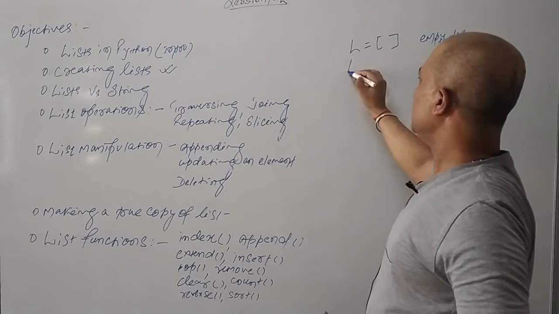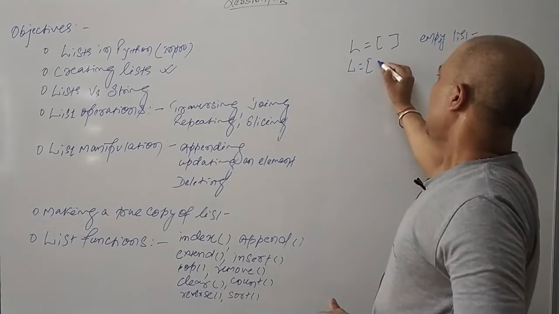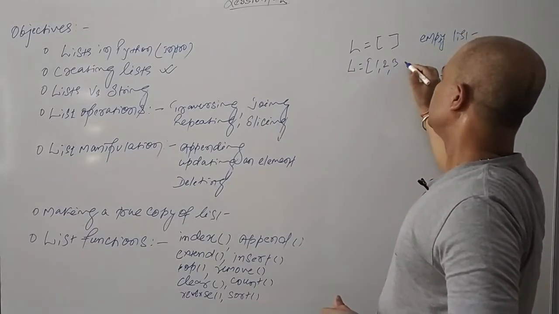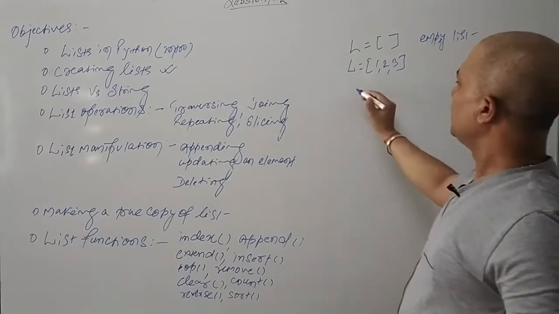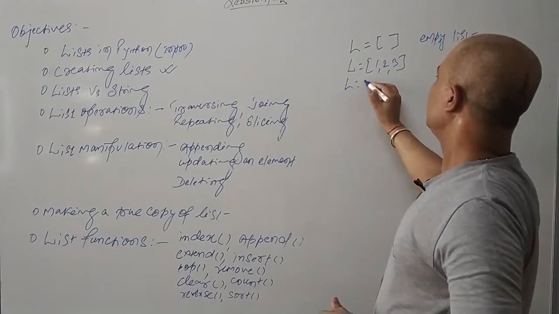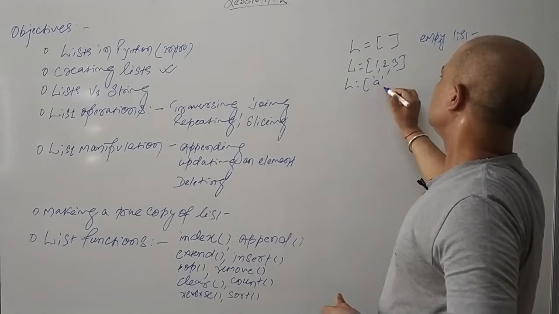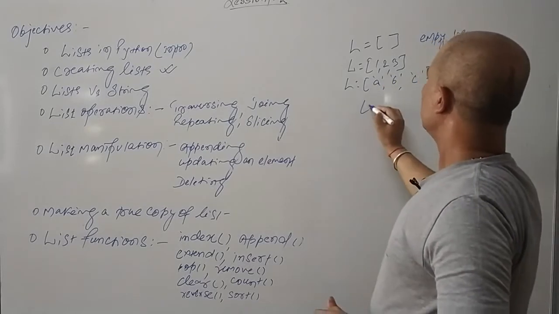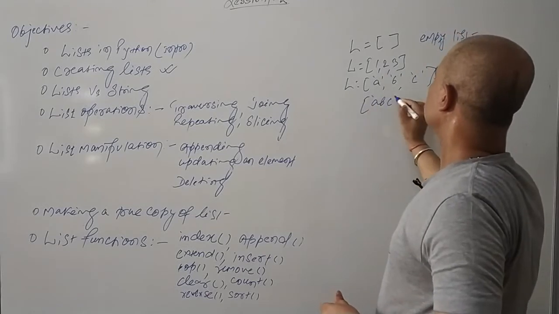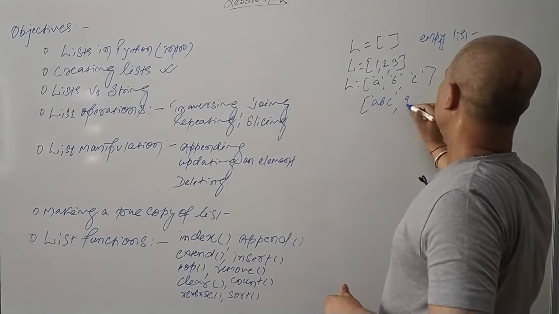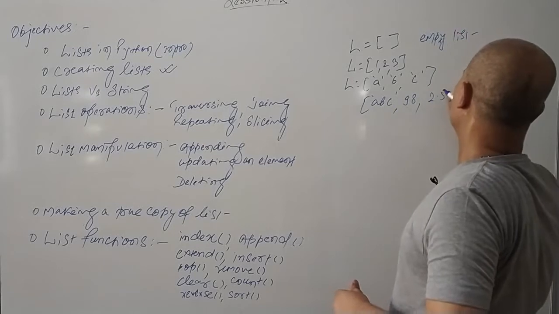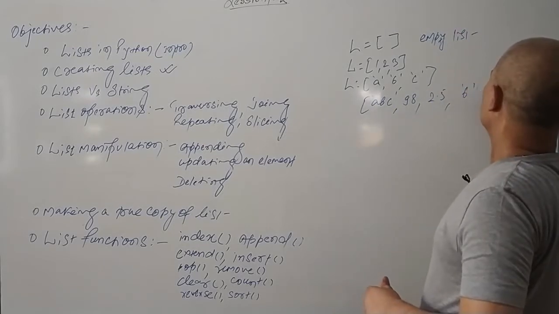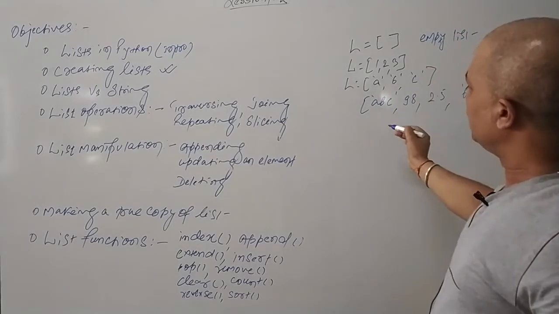You can also create a list and initialize the elements of the list like this. You can initialize the elements as characters, or it could be a combination of different kinds. These all are examples of how to create a list.